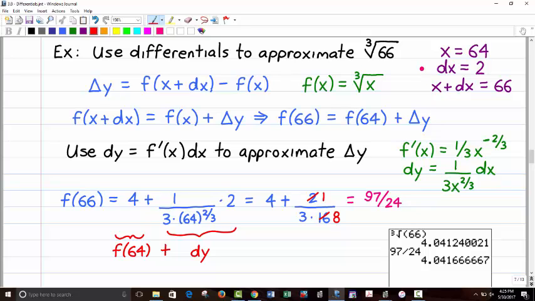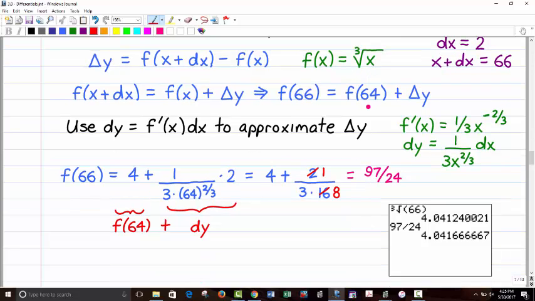So you're using it to approximate the cube root of 66, and we're using 64 because that's the closest number to 66 that has a cube root we can evaluate easily. The cube root of 64 is 4. So if 64 is close to 66, this should be a good approximation. But like I said, don't worry about this. I won't put this on a test.